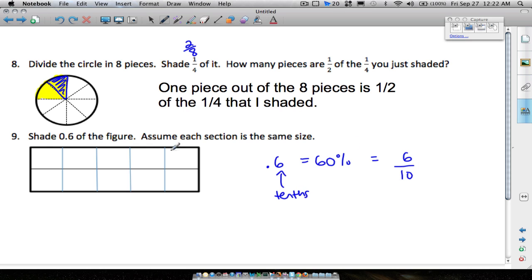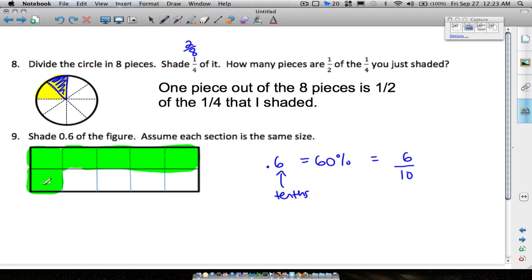So we have 6/10. Well, lucky for us, 1, 2, 3, 4, 5, 6, 7, 8, 9, 10. We can shade 6/10 pretty easy. There's 1/10, 2/10, 3, 4, 5. I'm shading a little quick.